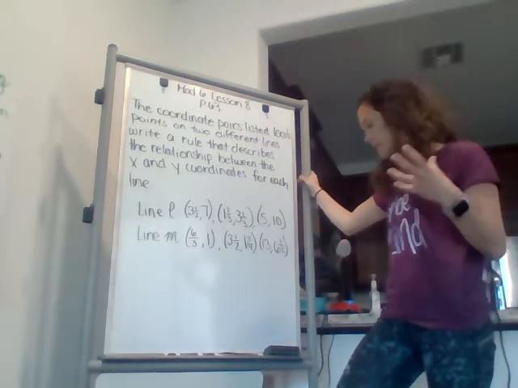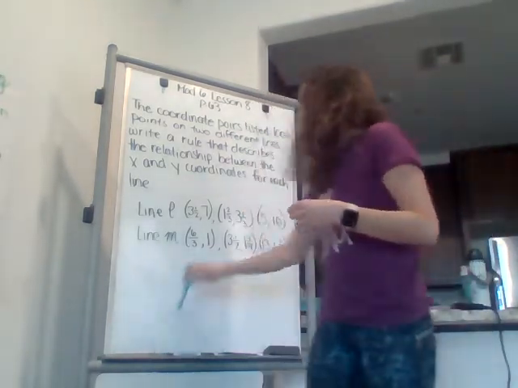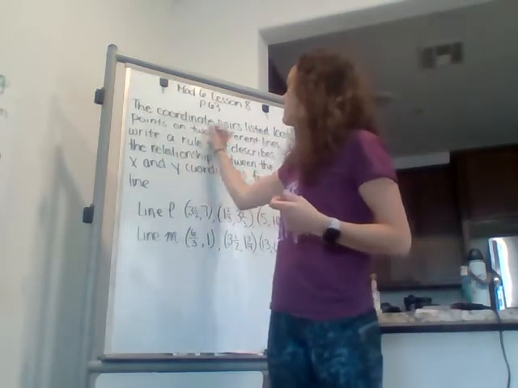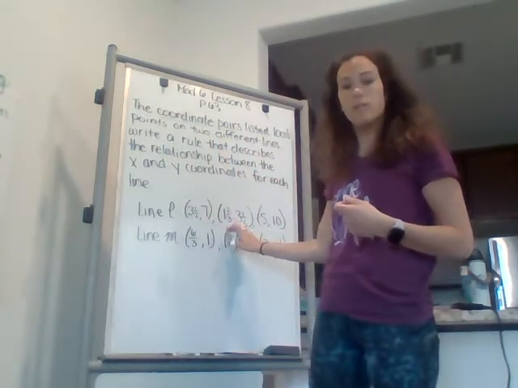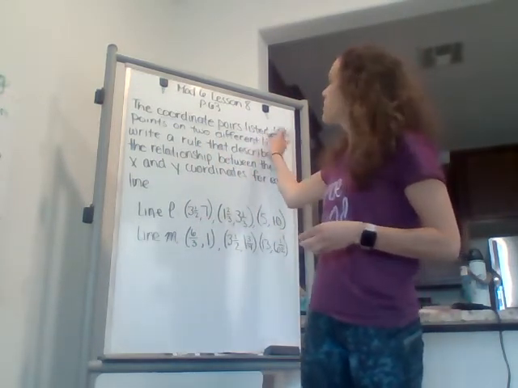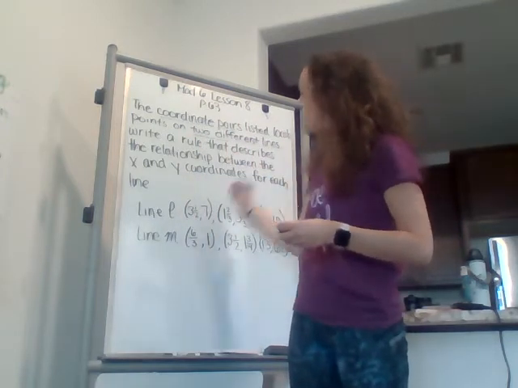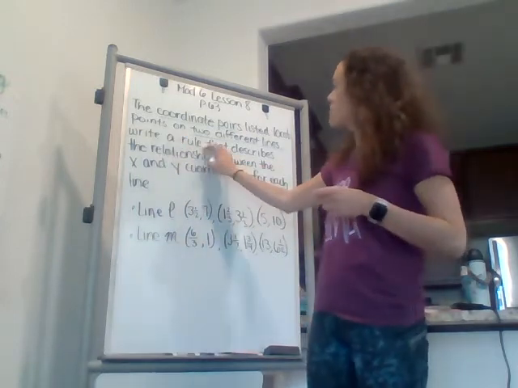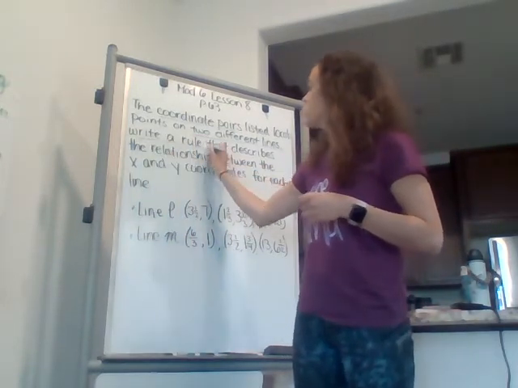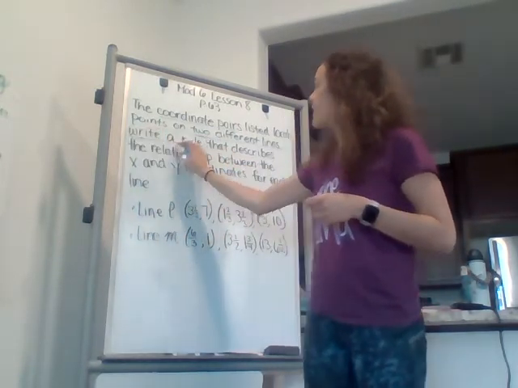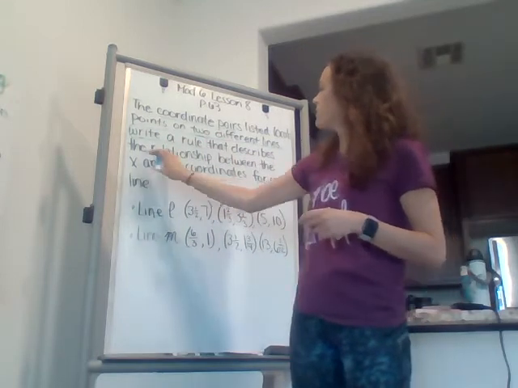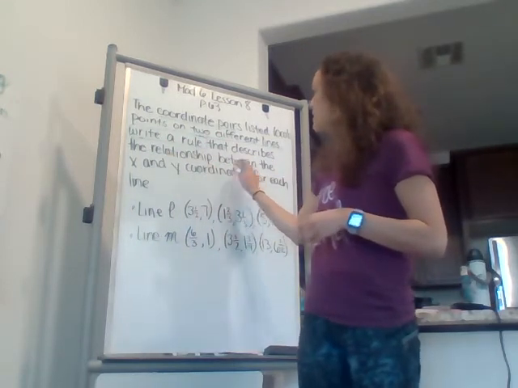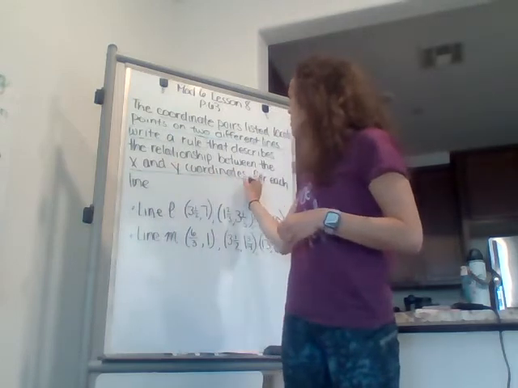So let's unpack what this is saying. It says the coordinate pairs, we know what those are. This is a coordinate pair, this is a coordinate pair, listed locate points on two different lines. So we have line L and line M. Write a rule. So this is the action you're going to need to do. Write a rule that describes the relationship between the X and Y coordinates.